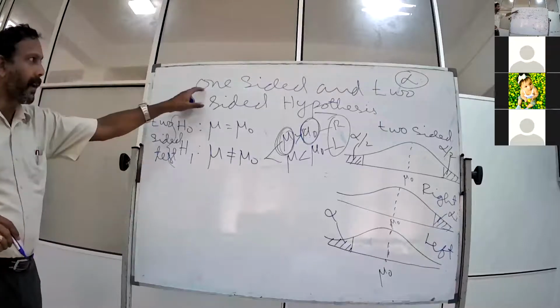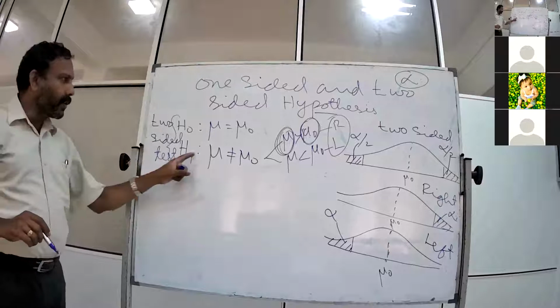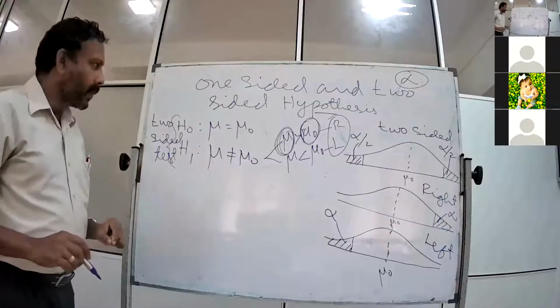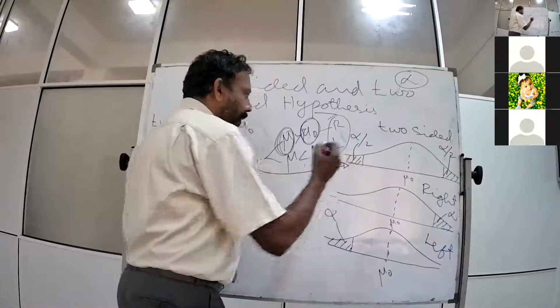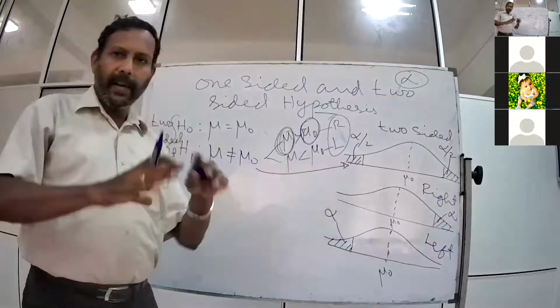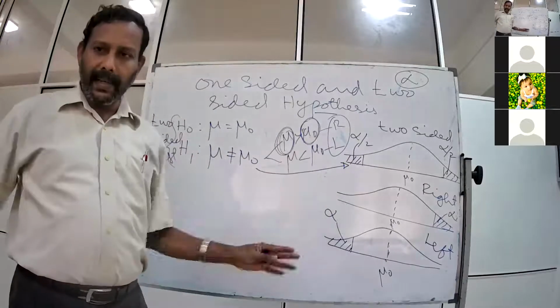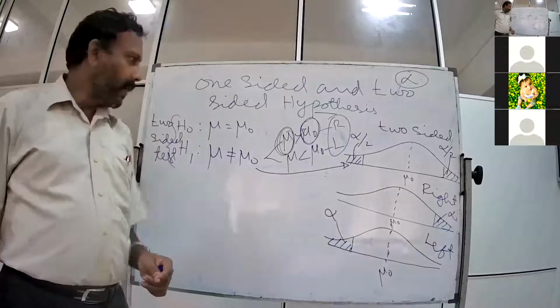Two-sided test. Here we are talking about one-sided and two-sided tests. So it is called a two-sided test. If it is a two-sided test, this is how the picture is. We can have our alpha on both ends, both tails, two-sided, right?